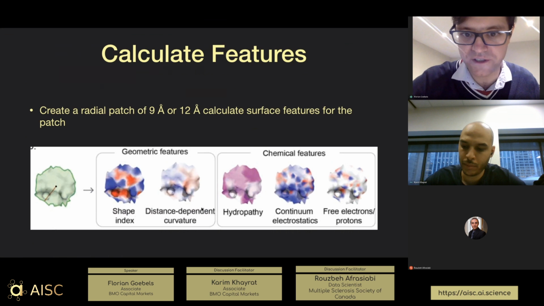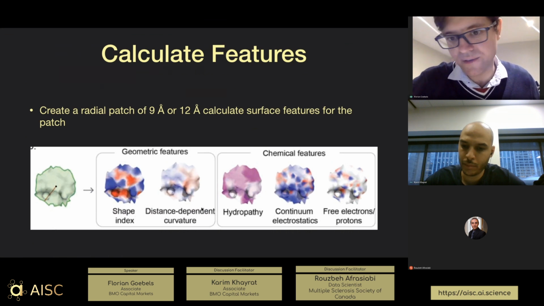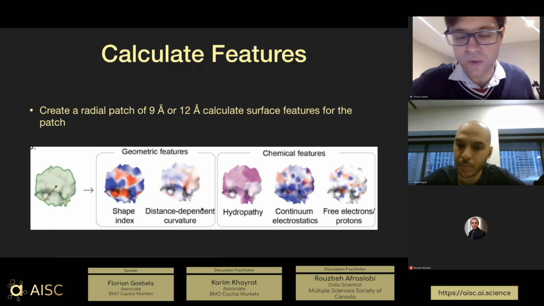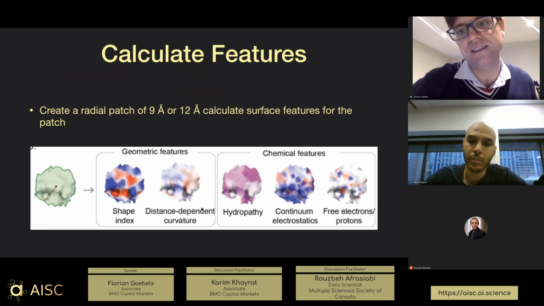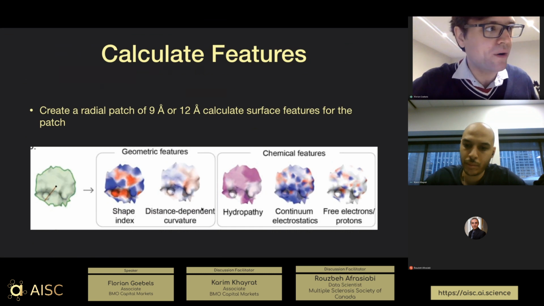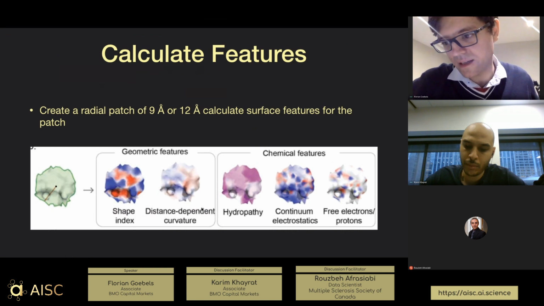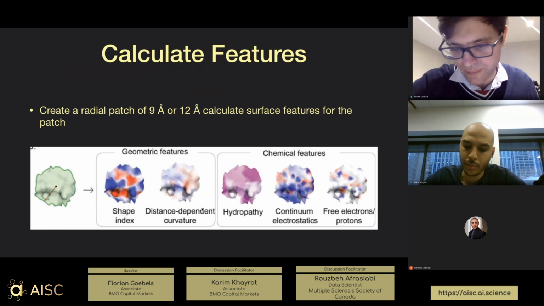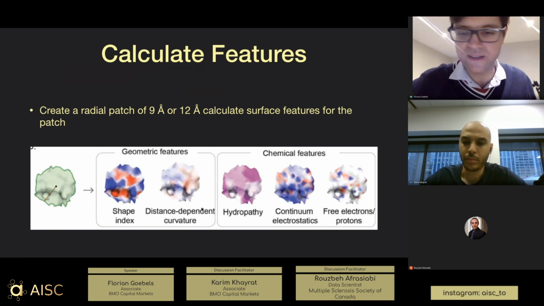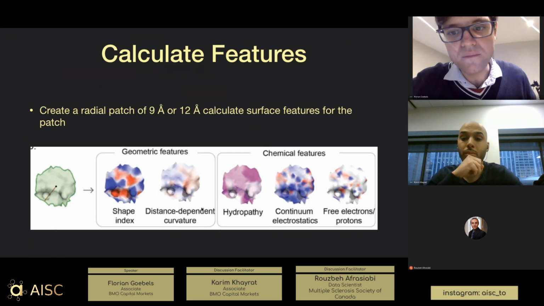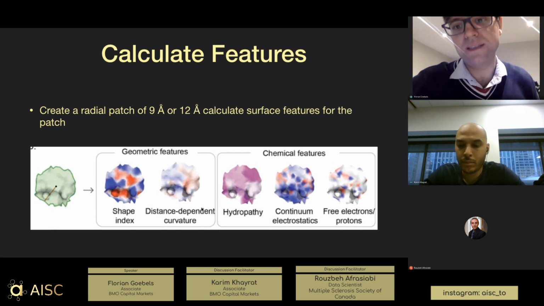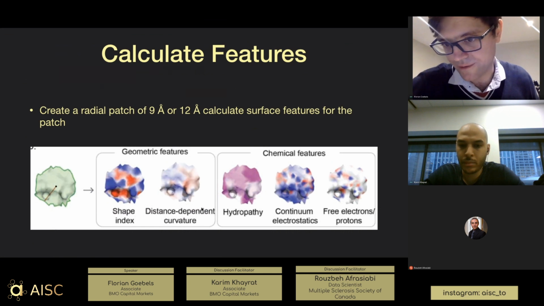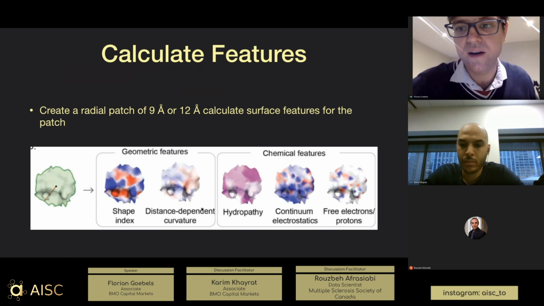And they have 3 chemical features. One is the hydropathy, like how hydrophobic it is, whether water can access that area or not. In general, it's important because if you have a very water accessible area, like a water soluble area, then it's most likely the surface of the protein. And if it's a water inaccessible area, it tends to be the active site of the protein. One is for the electrostaticity of the surface, and the last feature is the amount of free electrons or protons on the surface of the protein, like the electric charge.